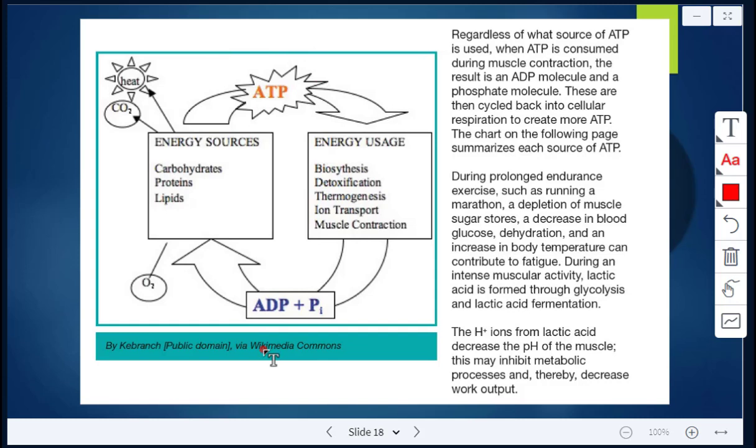So during prolonged endurance exercise, such as running a marathon, a depletion of muscle sugar stores, a decrease in blood glucose, dehydration, and an increase in body temperature can all contribute to fatigue. And during intense muscular activity, lactic acid is formed through glycolysis and lactic acid fermentation. The hydrogen ions from lactic acid decrease the pH of the muscle, and it may inhibit metabolic processes and thereby can decrease the work output.